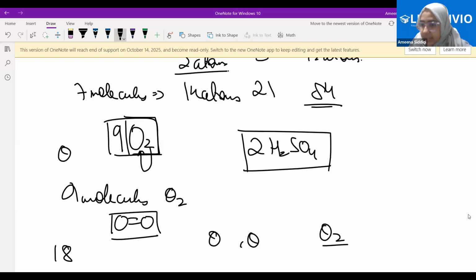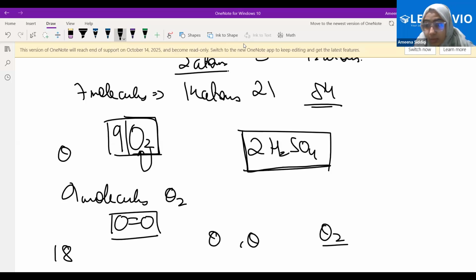Is your question clear now? Fine. So, what was I saying? What is written here? Please tell me, how will you read it? Two molecules of hydrogen sulfate, or rather, 2 molecules of sulfuric acid, H2SO4, fine.